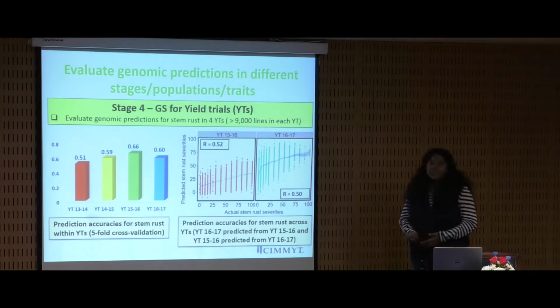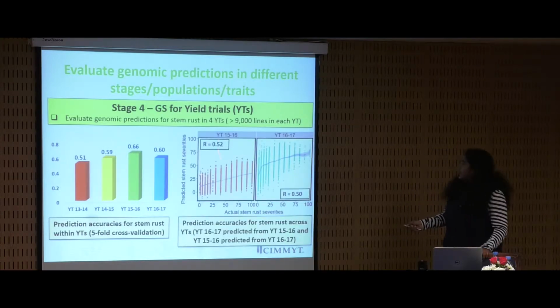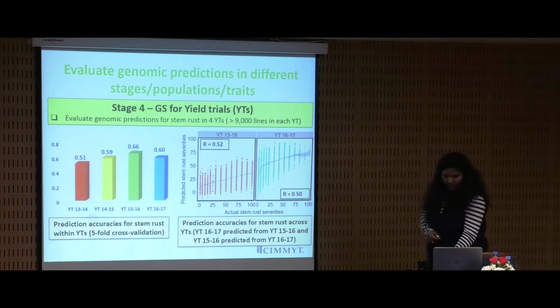And across nursery accuracies, and this is again, you have to keep in mind that these are 10,000s of lines, and they looked pretty good. This looks very promising, so you can be 50% sure about some of your lines in these yield trial nurseries if you do genomic selection, which was very promising for us.